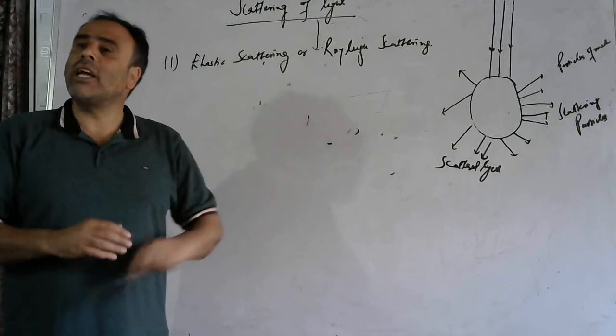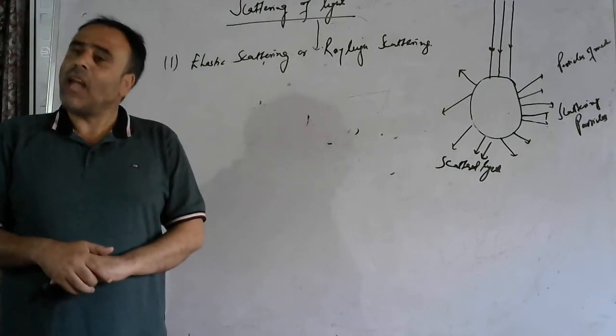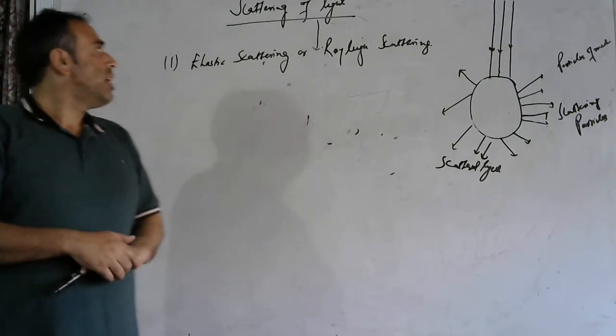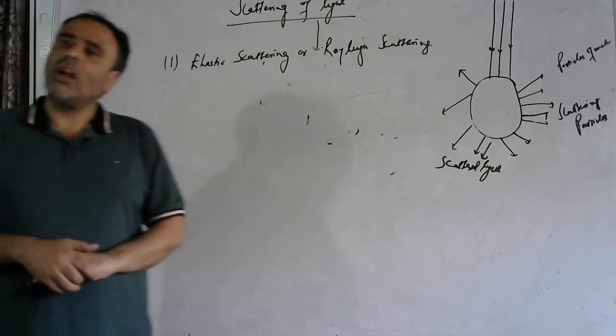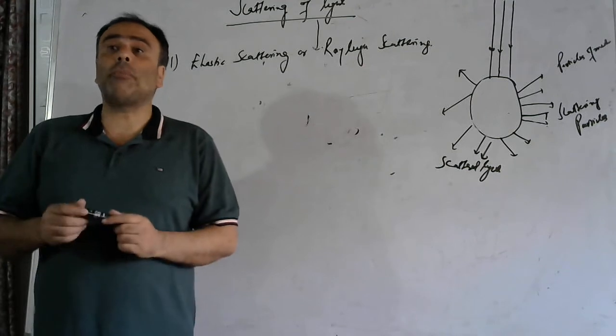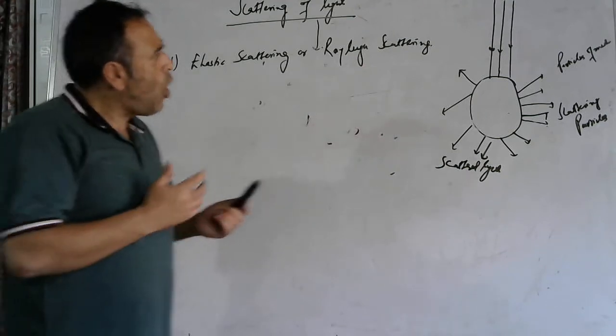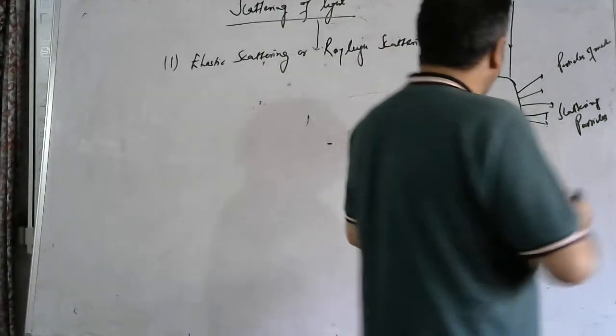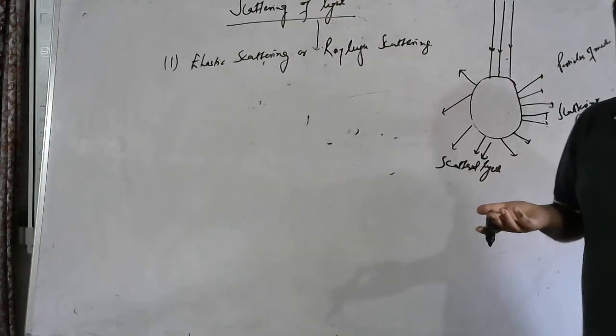The type of scattering in which the wavelength and the frequency of the scattered light is the same as that of the incident light is called elastic scattering or Rayleigh scattering. It means that during such type of scattering there is no change in the frequency of the incident light.